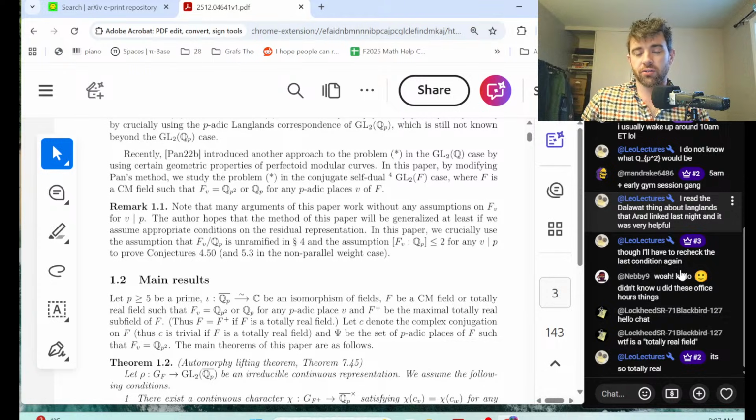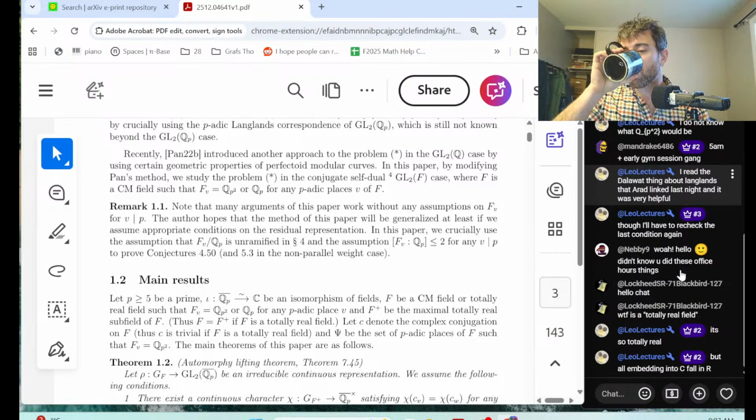A totally real field is a field where all the embeddings are real, are contained in the real numbers.